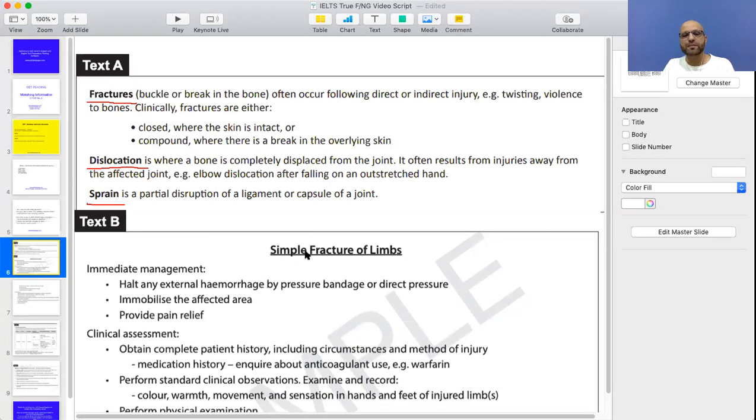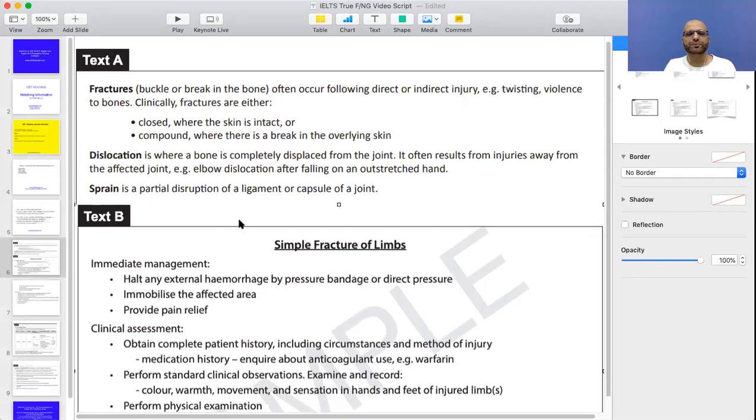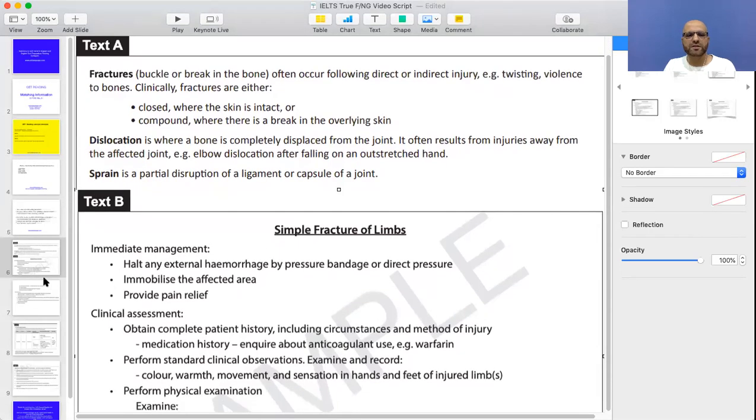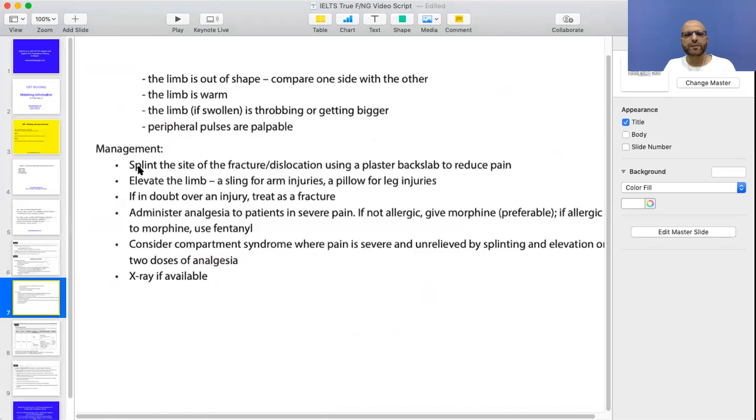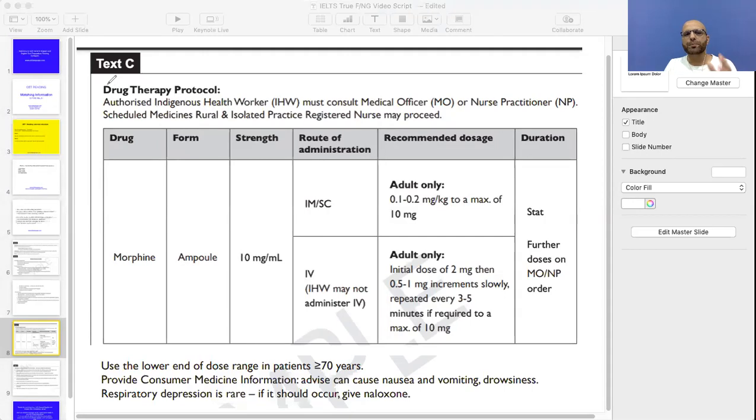Now, text B is a simple fracture of limb. It alludes that it talks about the simple fracture of the limbs, immediate management. This is the immediate management that you have to perform, clinical assessment. Anyway, it doesn't sound too relevant to the topic. Let's continue reading. Management explained at the site of fractures. So there isn't any indication that it talks about a pain relieving procedure. Next, again, text C, drug therapy protocol. Now here we have to focus that the keyword was pain relieving.